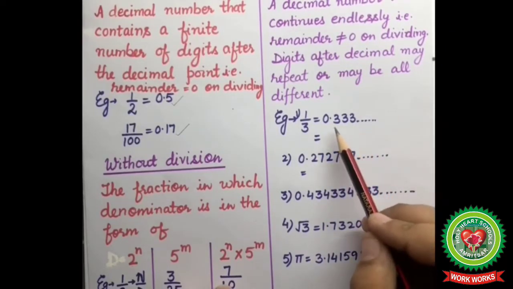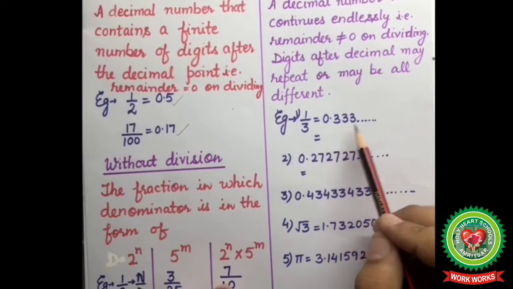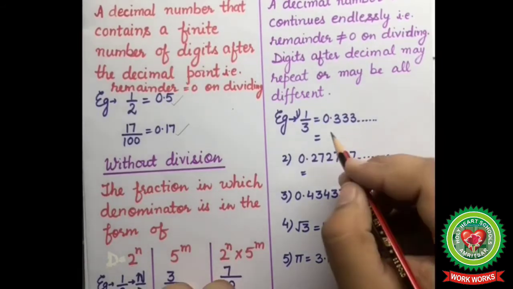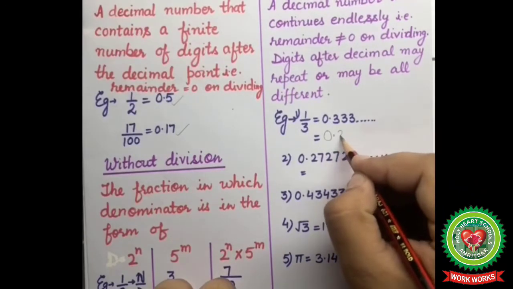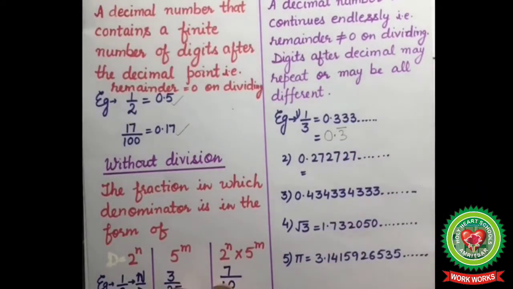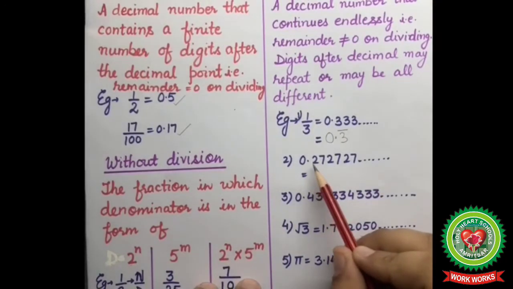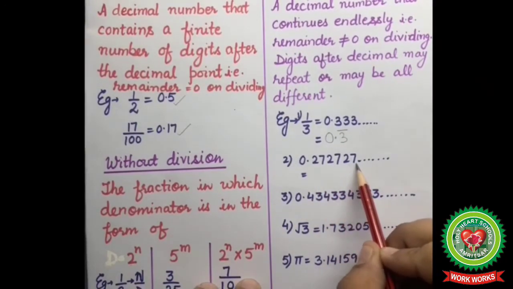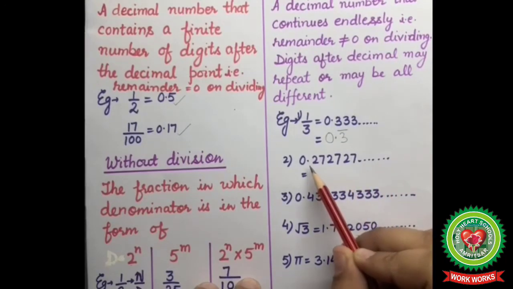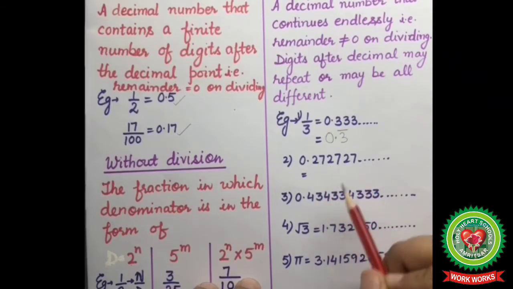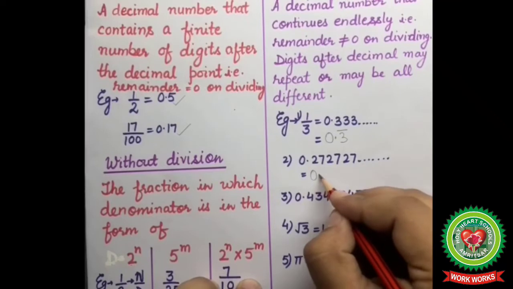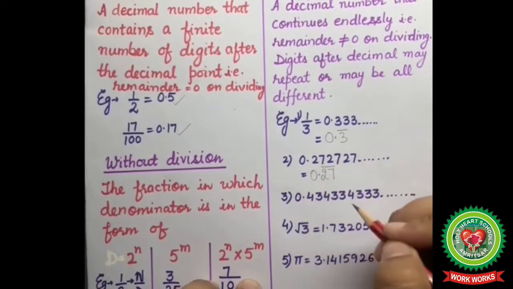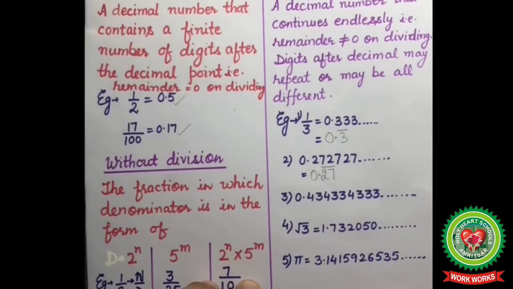So in this case, the digit 3 after the decimal will repeat continuously till the end. So we can write it like this also, 0.3 bar. The next example is 0.272727, and so on. Now in this case, the digits after the decimal, that is 27, are being repeated so many times. So it can be written as 0.27 bar. We put the bar on both the digits, because both digits are being repeated.